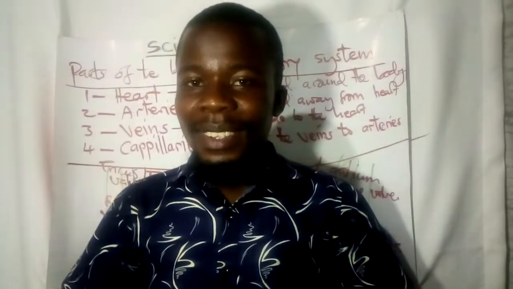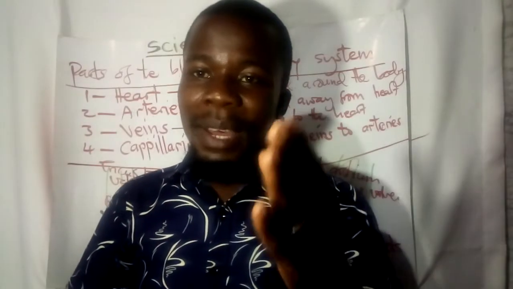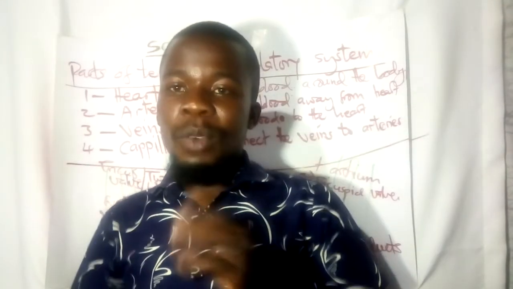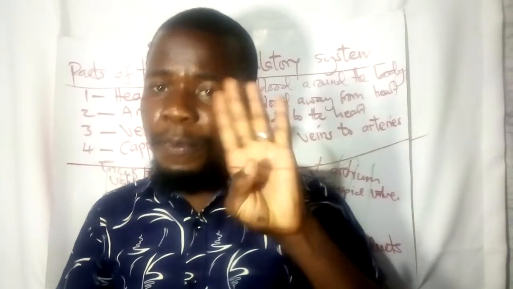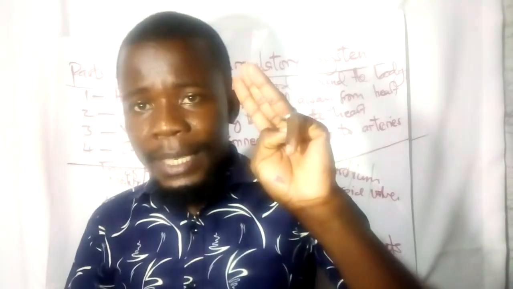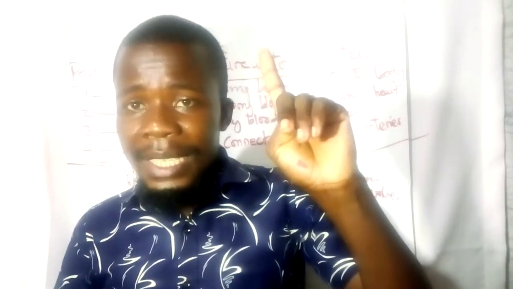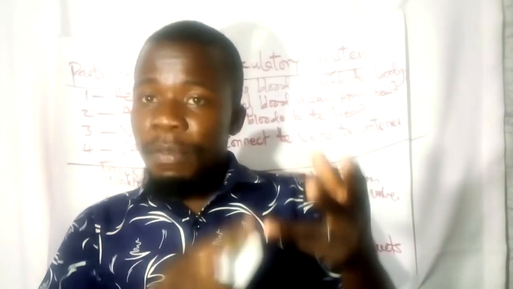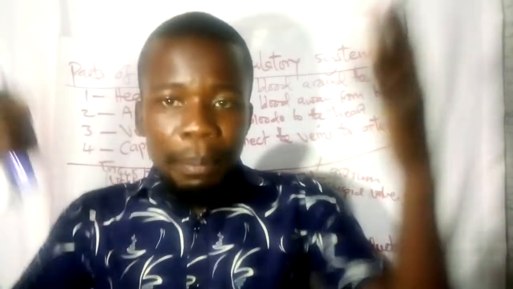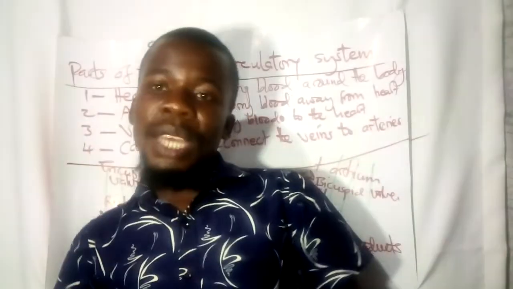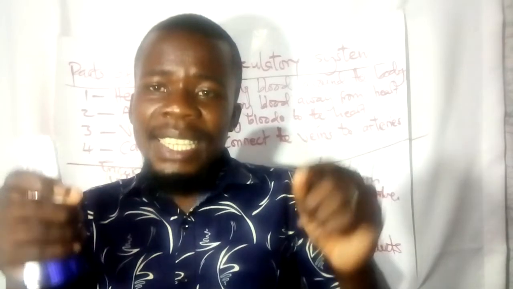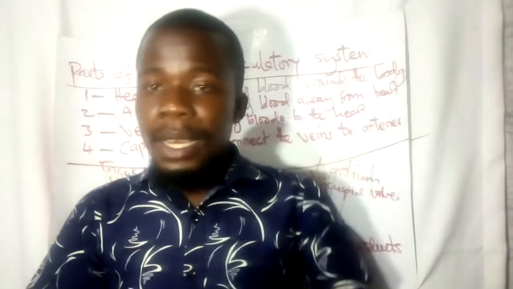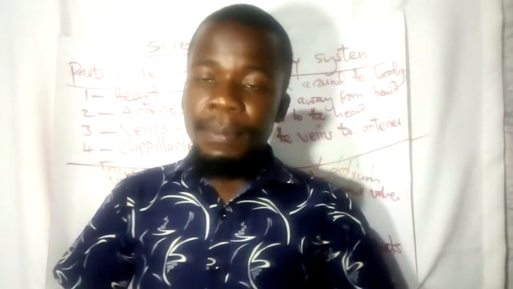So that's it. We'll finish here. Remember, we have discussed the human blood circulatory system. We have said the human blood circulatory system has got 4 main parts, and these are the heart, the veins, the arteries, and the capillaries. The function of the heart is to pump blood around the body. The function of the vein is to bring blood to the heart, to carry blood to the heart. The function of the arteries is to carry blood away from the heart. And lastly, the function of the capillaries is to connect the veins to the arteries.